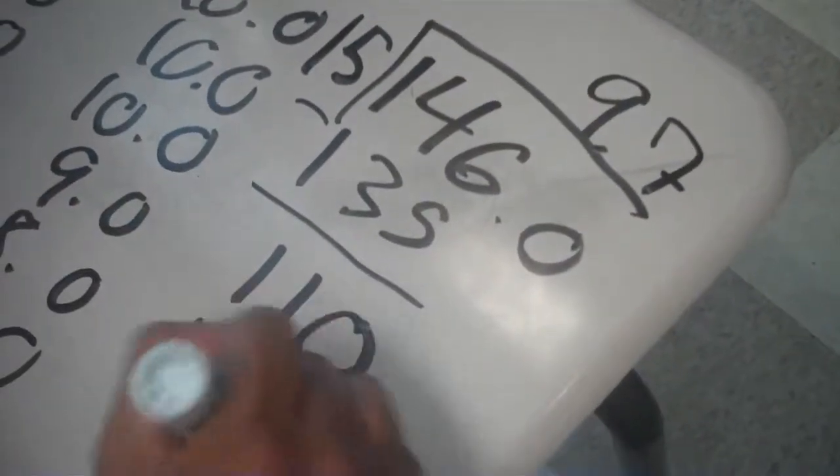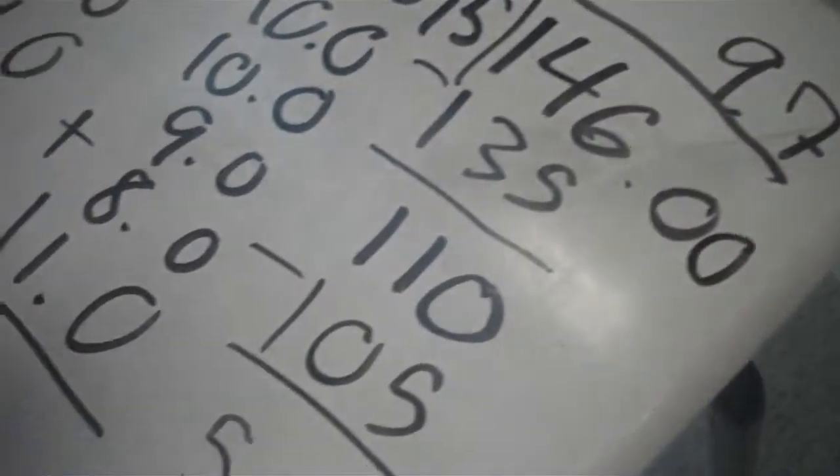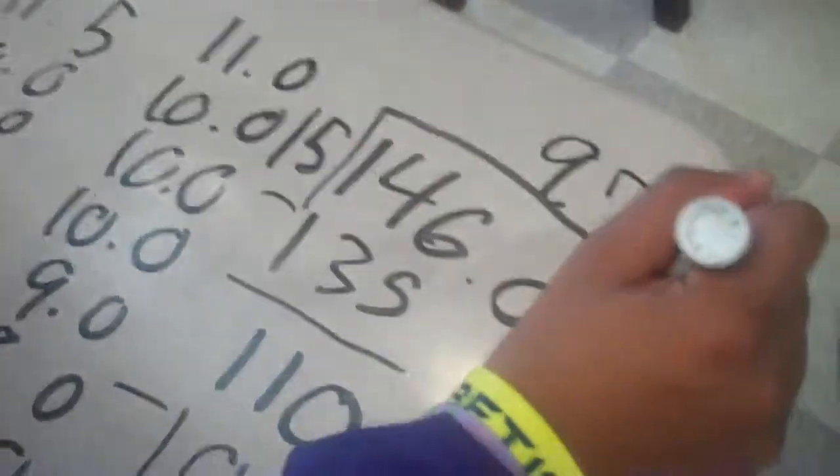Now, bring down the 0. 15 goes into 110 how many times? 7. Subtract that right there. 5. Add a 0. 15 goes into 50 how many times? 3 times. In this case, the 3 will be repeating if you keep multiplying. When you do it right, the mean comes to a total of 9.733 repeated. Now that is your mean right there. That is how you find the mean.